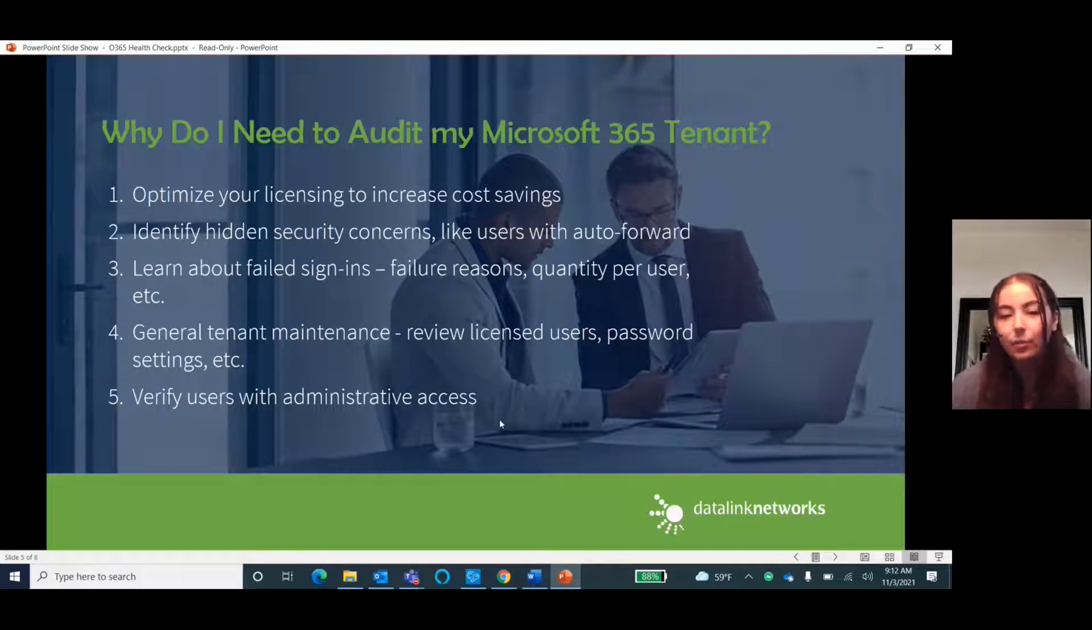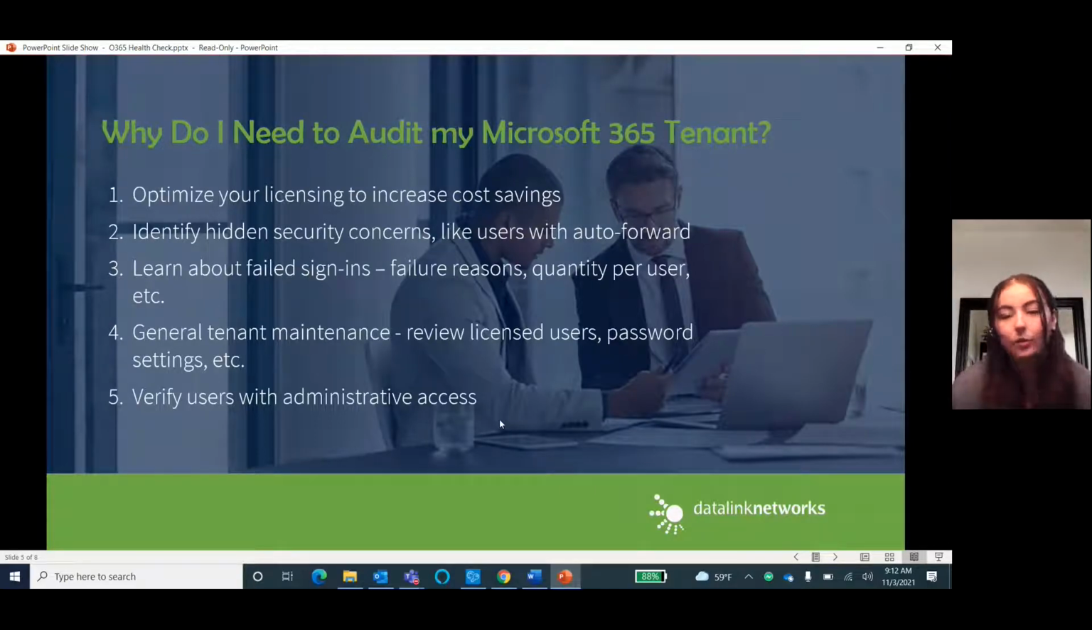When you are optimizing your licensing, we're talking about not only taking out those unassigned and inactive users, identifying them and taking them out, but we're also looking at any suggestions that we can make on our end to find a licensing that fits your organization and your usage better than the one that you have.